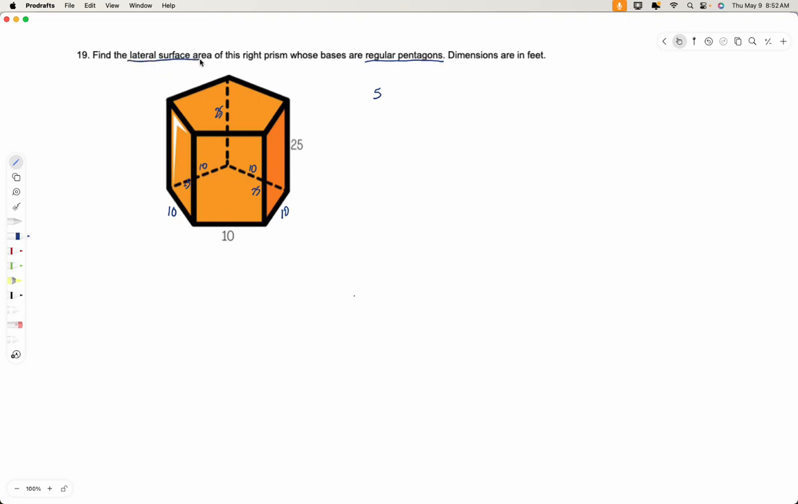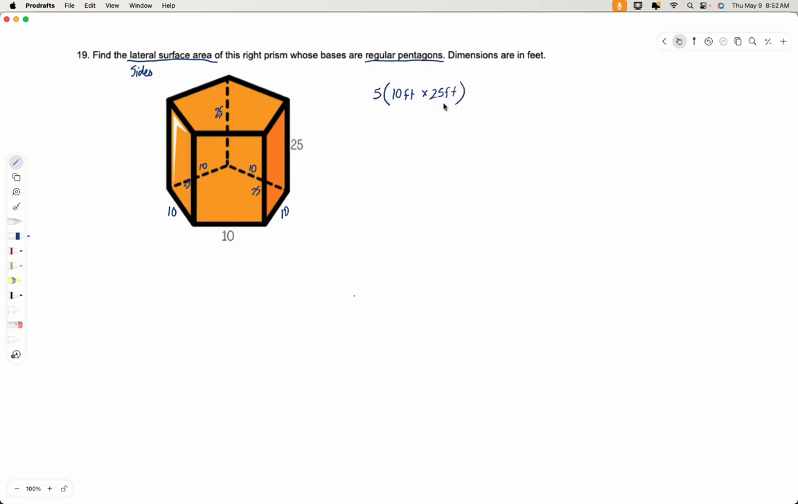Lateral surface area. What does lateral mean? Lateral means sides. We don't care about the top and the bottom. It doesn't matter. We're not looking for the area of the top and the bottom. We're looking for the sides. We have 5 sides that are exactly the same. And guess what? Those sides are rectangles. They are 10 feet by 25 feet, and there's 5 of them.